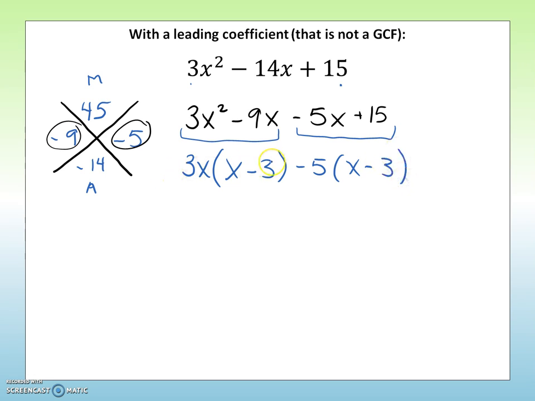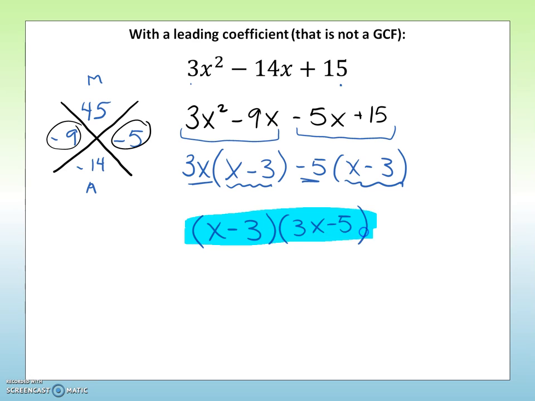Right? Then we look at this step. Both of these terms have the x minus 3 in common. So let's take the x minus 3 and write that out front. And when we factor that out, we're left with 3x minus 5. And that gives us our factored form.